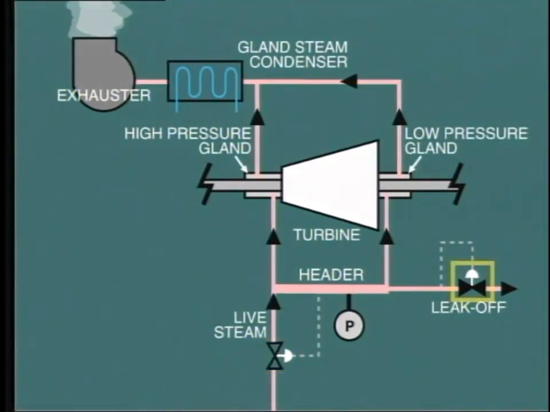to coordinate its operation with the leak-off valve. When the turbine comes on load, the leak-off steam from the high-pressure gland feeds into the header and so raises its pressure. When the pressure gets to 3 psi, the live steam supply valve will close. When the pressure rises to 5 psi, the leak-off valve will open enough to maintain this pressure.